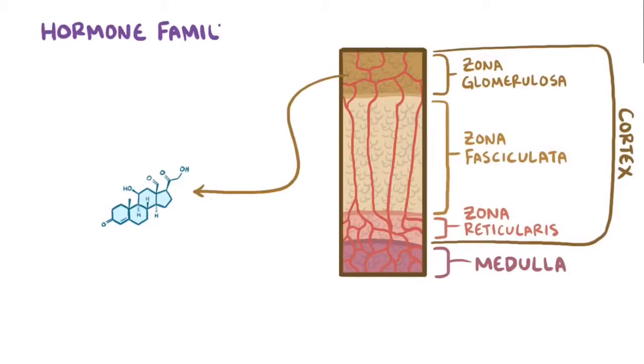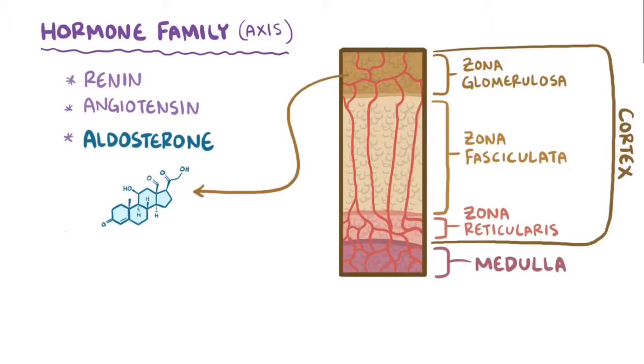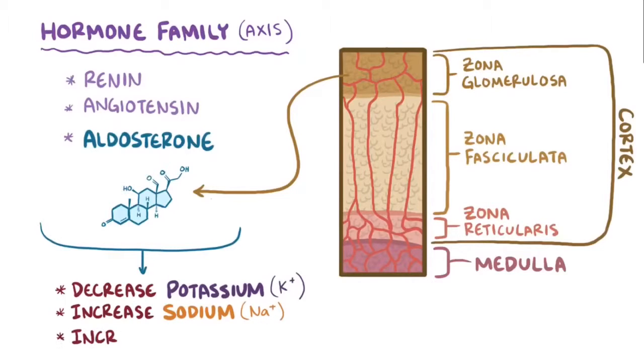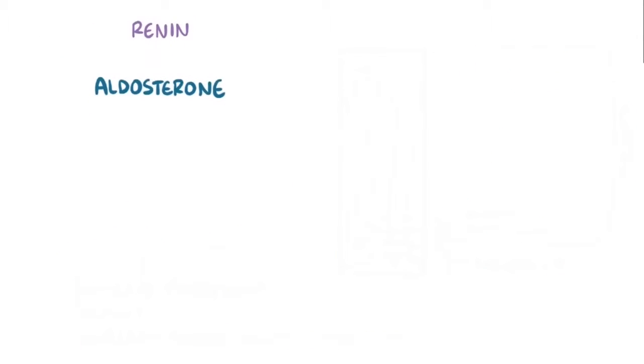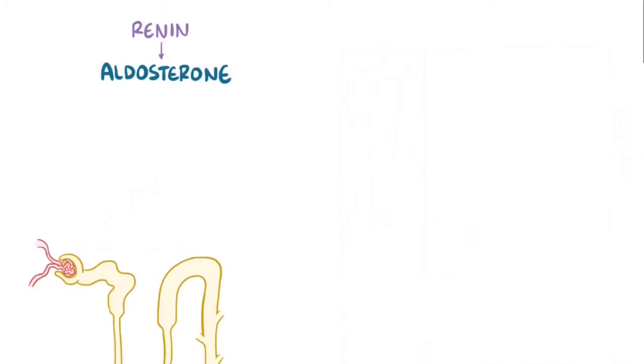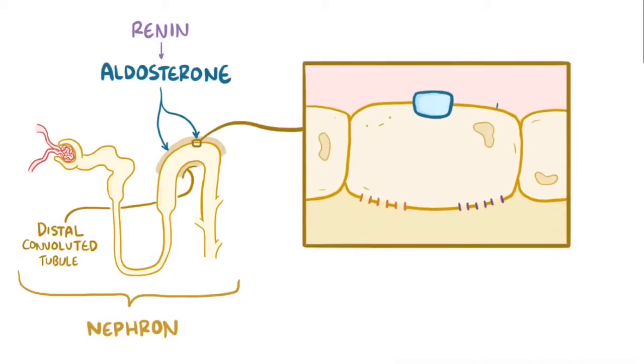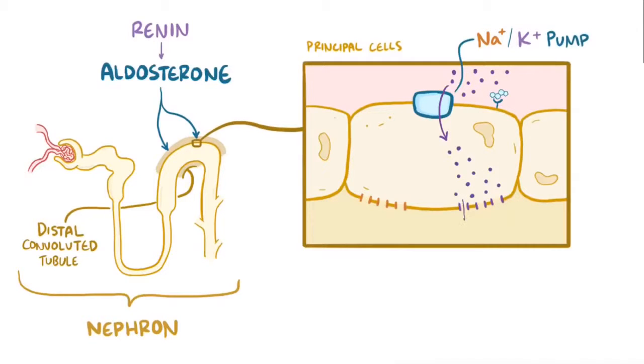Aldosterone is part of a hormone family, or axis, which work together and are called the renin-angiotensin-aldosterone system. Together, these hormones decrease potassium levels, increase sodium levels, and increase blood volume and blood pressure. Aldosterone is secreted in response to elevated levels of renin, and its role is to bind to receptors on two types of cells along the distal convoluted tubule of the nephron. First, it stimulates the sodium-potassium ion pumps of the principal cells to work even harder. These pumps drive potassium from the blood into the cells, and from there it flows down its concentration gradient into the tubule to be excreted as urine.